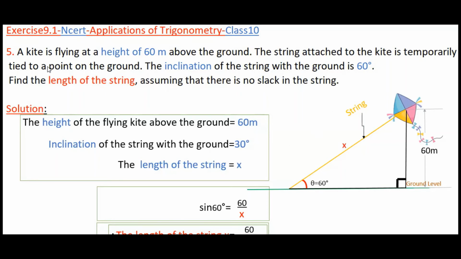Here the kite is flying at a height of 60 meters, so this height is given, that is 60 meters. The inclination angle between the string and the ground level is also given, that is 60 degrees. We have to find the length of the string, so let me write the given values here. This is a right triangle, and this is the opposite side and this is the hypotenuse. Let the string length be x, then sin 60 is equal to 60 by x.